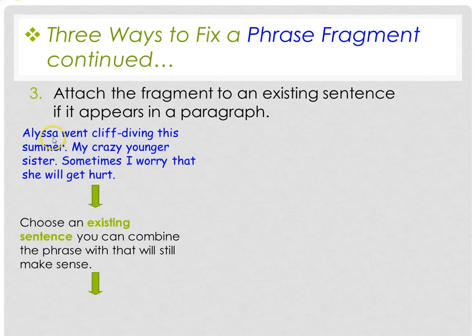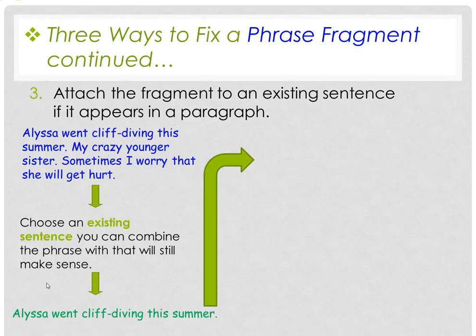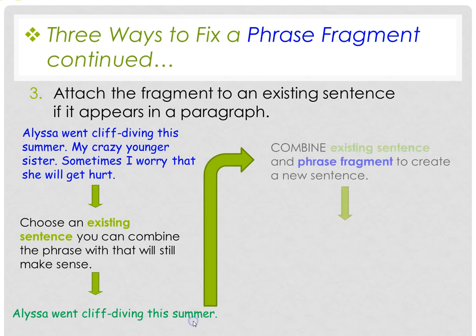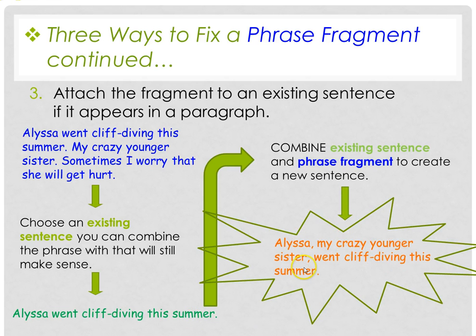So I look around my paragraph and I ask myself, well, what sentence that is nearby could I combine it with and I could still express what I'm trying to communicate? Not all sentences are created equal. If I try to combine my crazy younger sister, sometimes I worry that she will get hurt. It doesn't quite make sense that way, so I might choose to combine it with the first sentence. Alyssa went cliff diving this summer. And I could add some commas and create an appositive phrase with my phrase fragment to create a much better improved sentence. So Alyssa, comma, my crazy younger sister, comma, went cliff diving this summer.